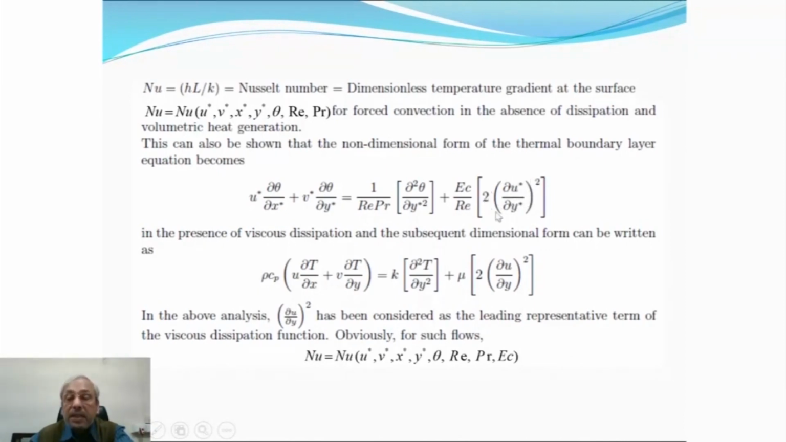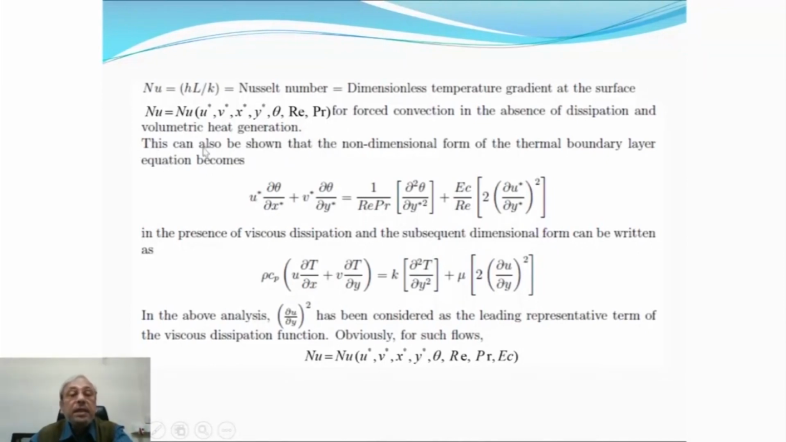This is the highest term in the viscous dissipation function, del U del y gradient, if it is significant. So in the entire viscous dissipation function, we have only retained this term. This is in the presence of viscous dissipation. So this is the equation.